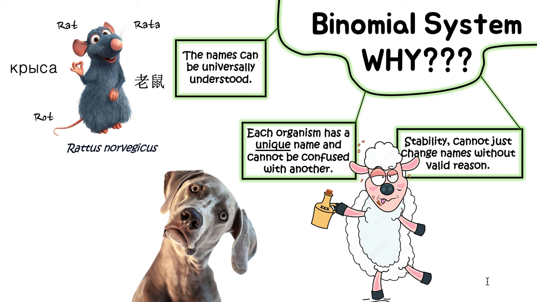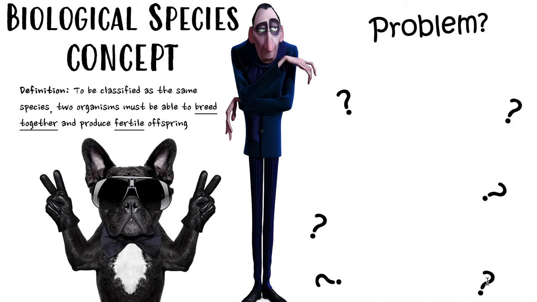Another way of defining species is interesting. It's called the biological species concept. So it's these two definitions of species you need to know: the one I just mentioned based on similarities in traits, and this one, which is called the biological species concept. And it works like this.